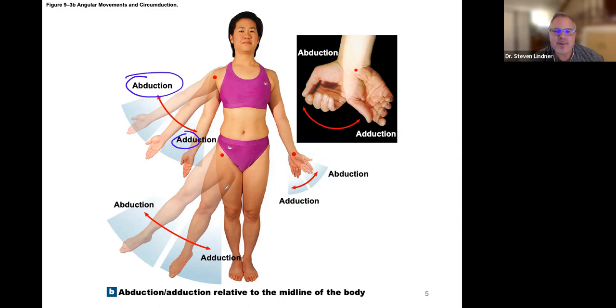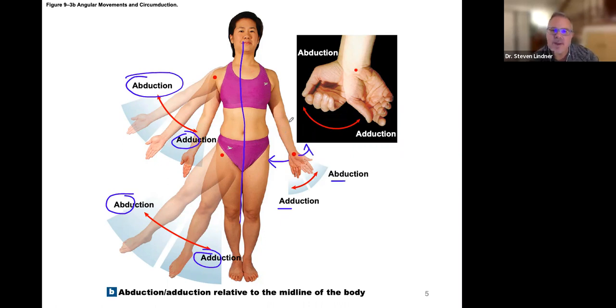Same thing with the lower extremity. When we move the thigh away from midline, that's abduction. And when you move it towards midline, it's adduction. And the same thing for the wrist. We're starting in anatomical position. If we move the wrist towards the trunk, it's adduction. And if we move the wrist away from the trunk, we call it abduction.